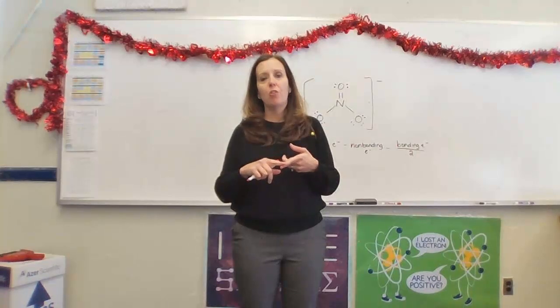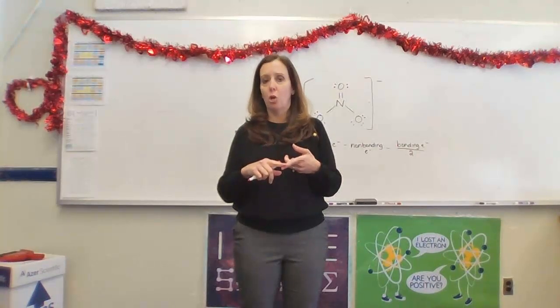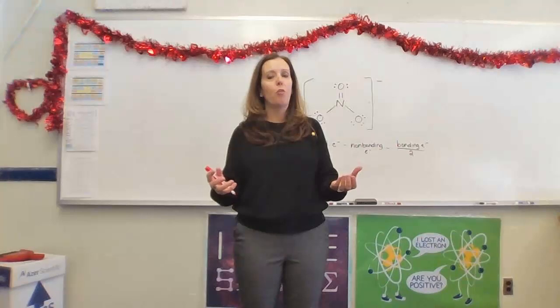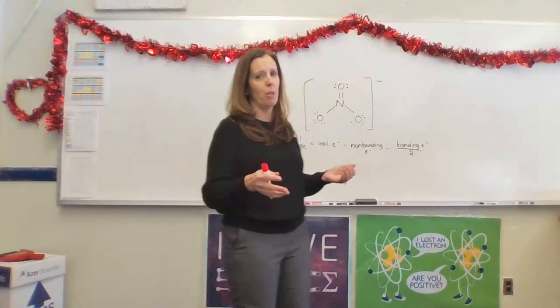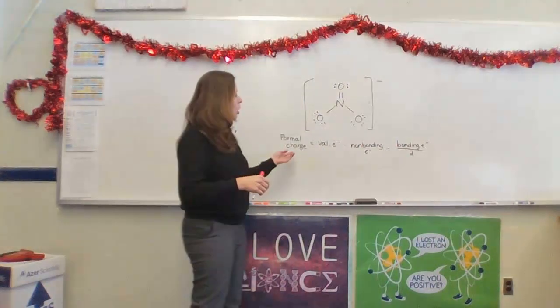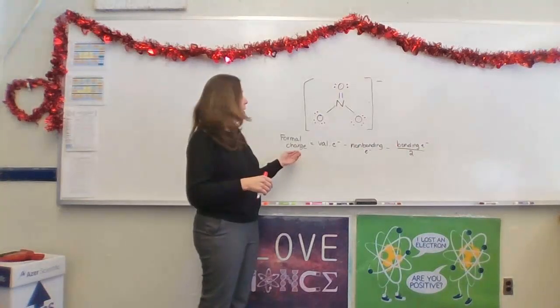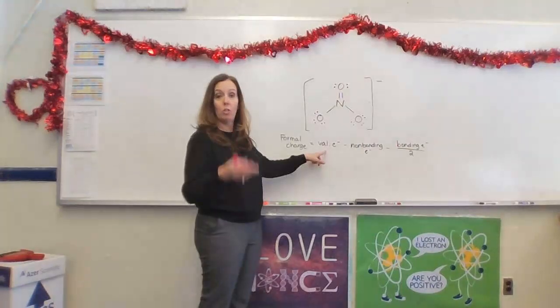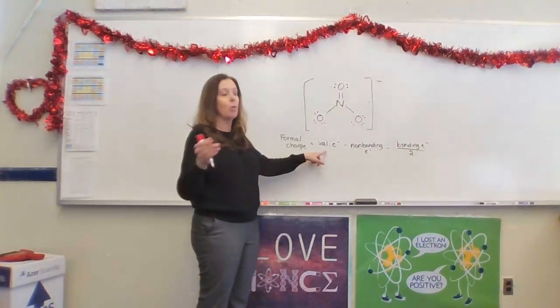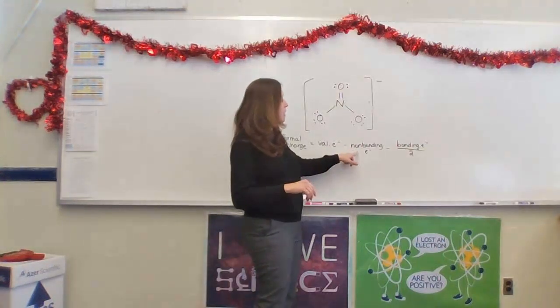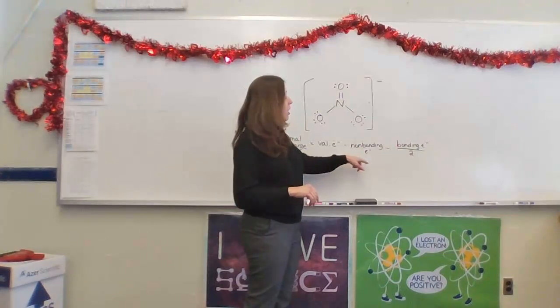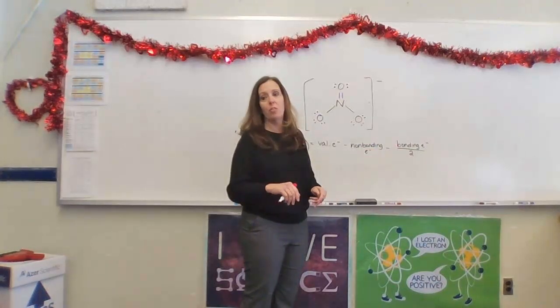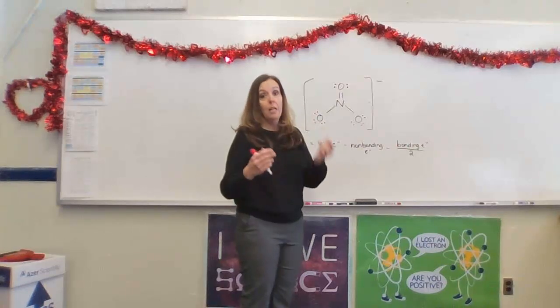I want to start this video talking to you about formal charge, which is just kind of remembering a formula and plugging some numbers in, so pretty easy. The formal charge for any atom in a compound is always its number of valence electrons, which all of you know how to do. You just look on the periodic table and see what column it's in, subtracted by the number of non-bonding electrons, subtracted by the bonding electrons divided by 2.